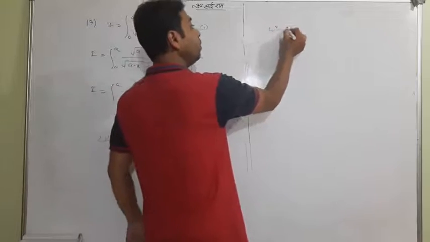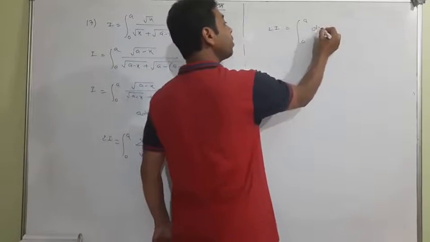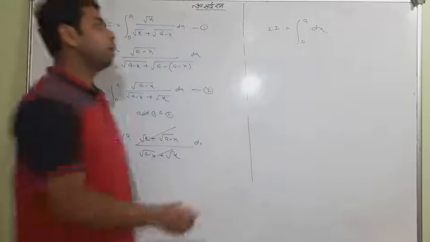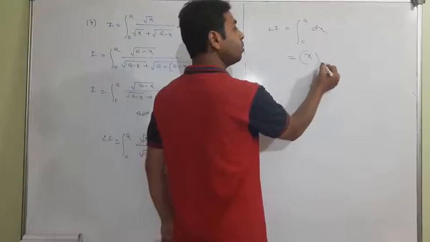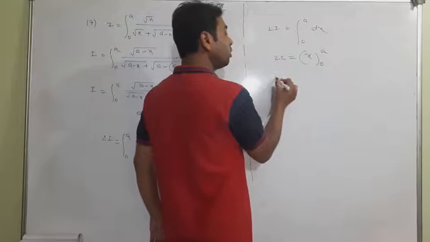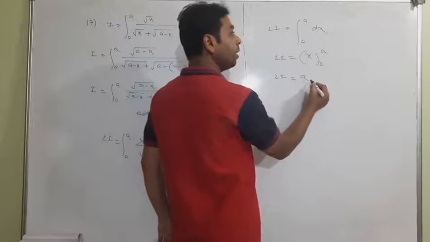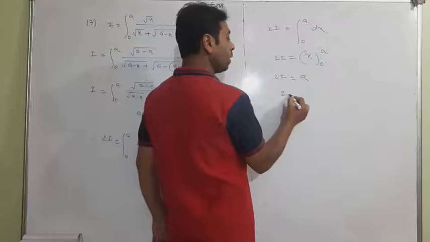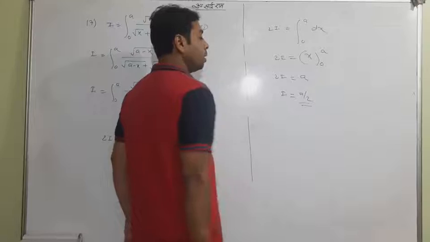So 2I will be integral 0 to a, only dx remaining. Both cancel, and dx has integration x from 0 to a, 2I. So 2I will be only upper limit a minus lower limit 0. So I equals a by 2. That's the answer of the question.